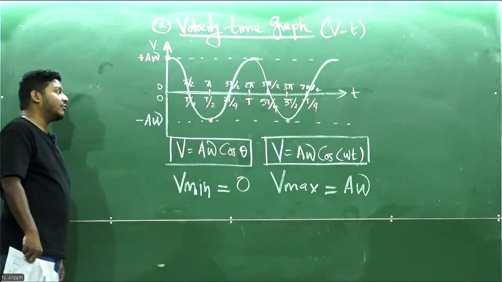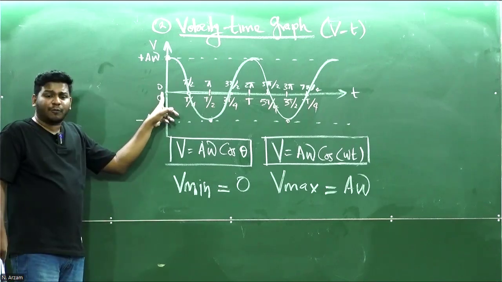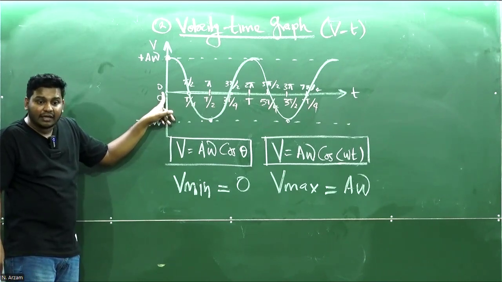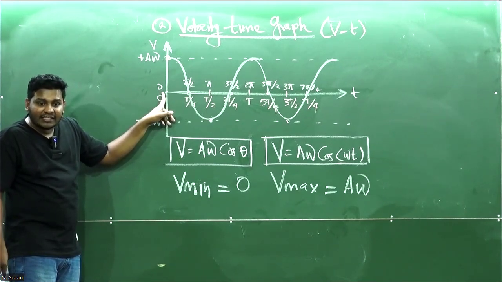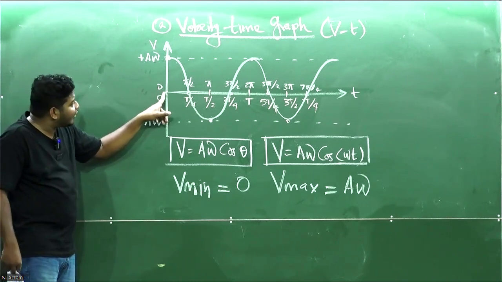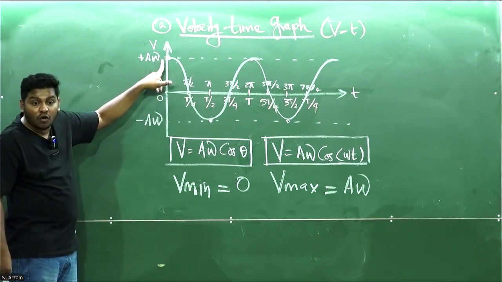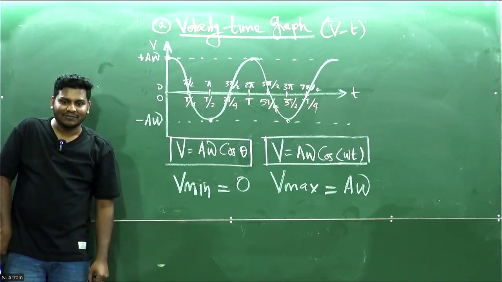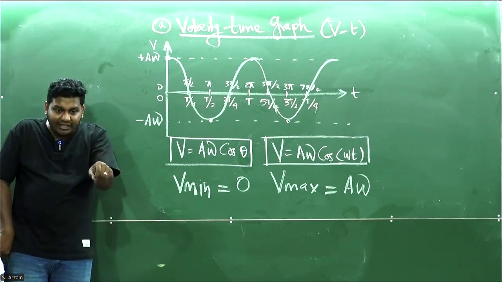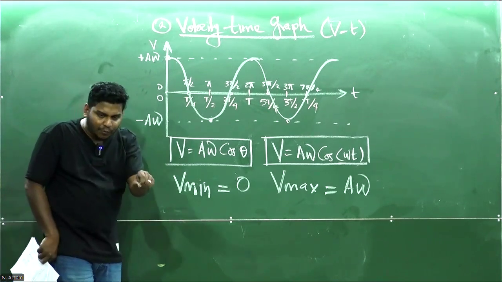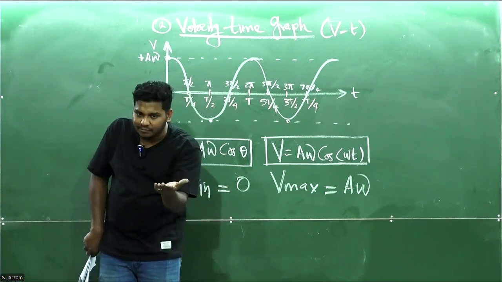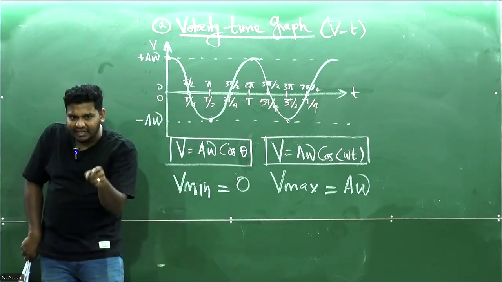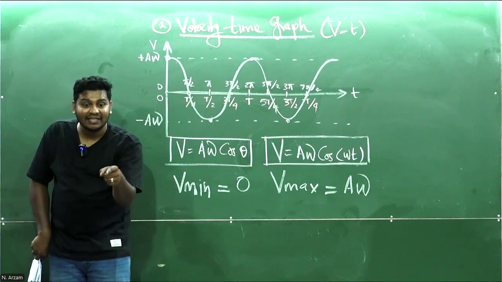Look at this one. Which point is this? If theta is equal to 0, that is the fixed point, no? At the fixed point, the velocity is what? A omega. So at the fixed point, the velocity is maximum. You got the point? At the fixed point, what about the displacement? 0. So at the fixed point, velocity is maximum and displacement is 0.